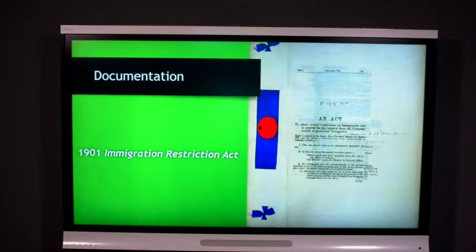This slide shows you an example of the certificate of the 1901 Immigration Restriction Act. It listed restrictions for people not having to do the dictation test.